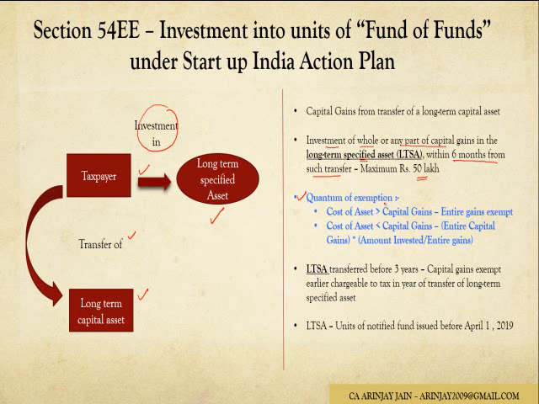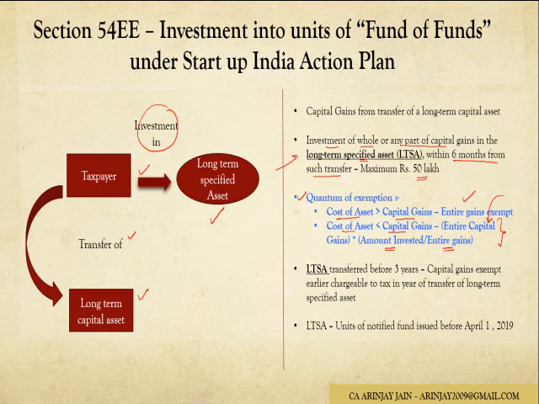The quantum of exemption shall be as under: if the cost of asset is greater than the capital gain, the entire gains are exempt. But if the cost of asset is less than the capital gain, then the proportionate amount calculated in the following manner will be exempt from tax. You need to see what is the proportion of the amount invested vis-a-vis the gain, right? And that part of the entire gain will be exempt from tax.